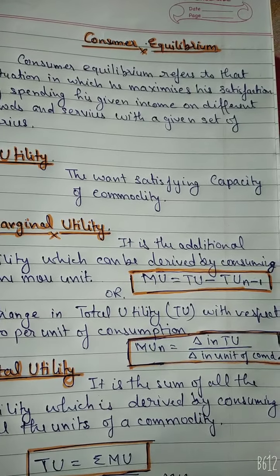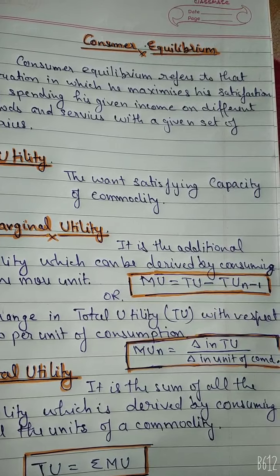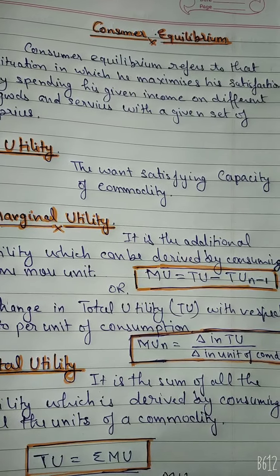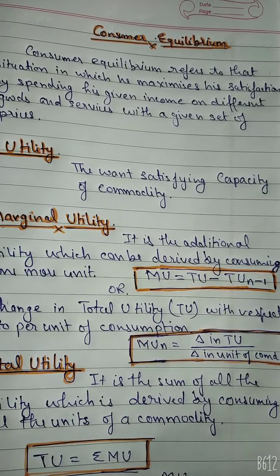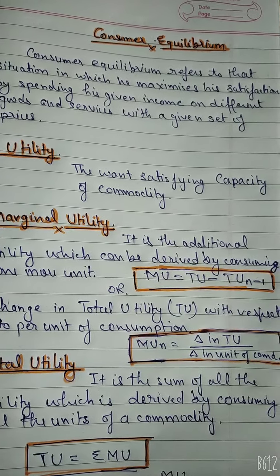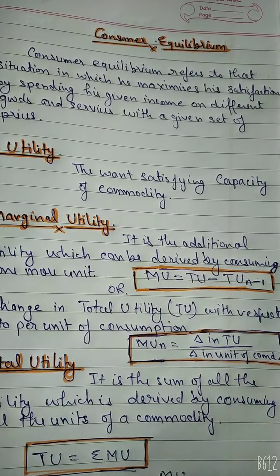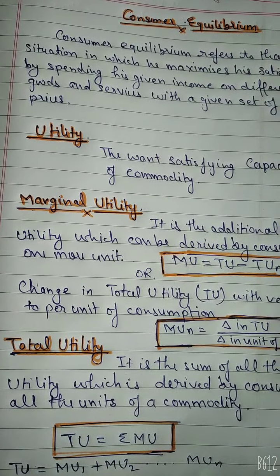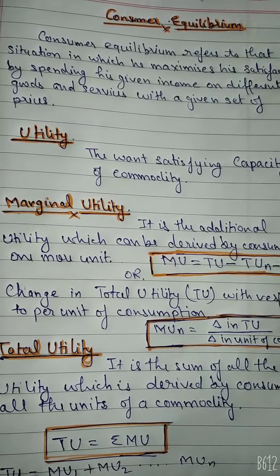Now the question is, how is utility measured and what is the unit of measurement for utility? Utils can be taken as the unit of measurement for utility. On the other hand, some say that utility can be directly expressed in terms of money. There are two main forms of utility, that is marginal utility and total utility.